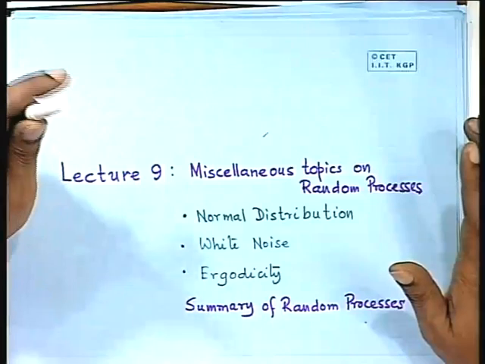So we talked about the normal or Gaussian distribution, which is very important, because it has certain very interesting properties when operated through linear systems, like it retains its Gaussian character. We also talked about white noise, because white noise is, in a sense, a counterpart of the impulse, and it leads to considerable analytical simplicity in our analysis.